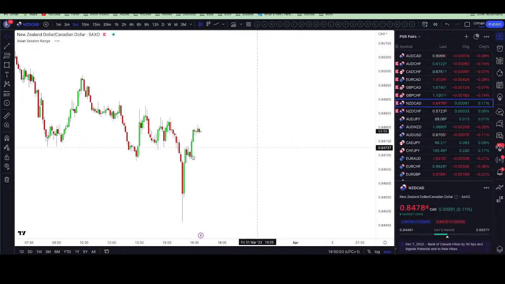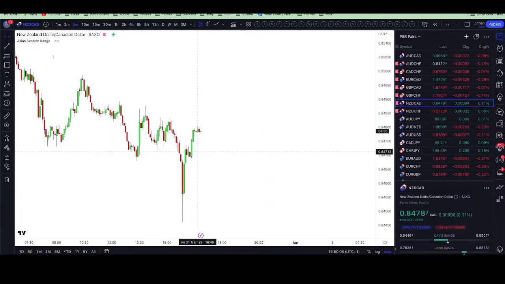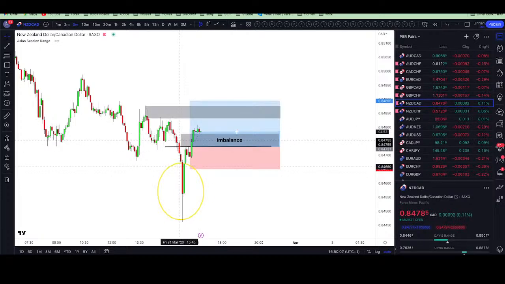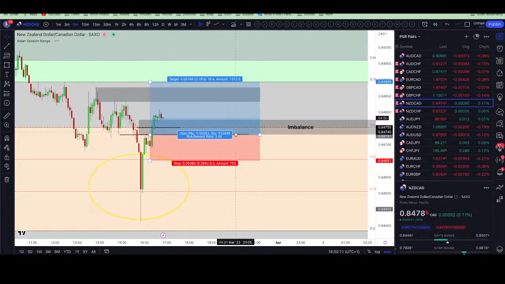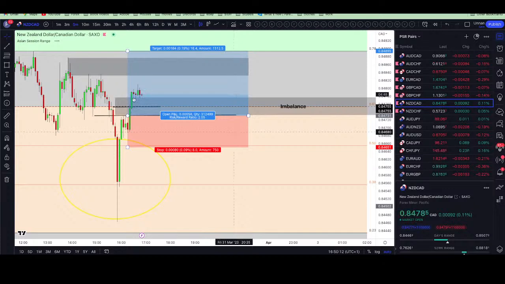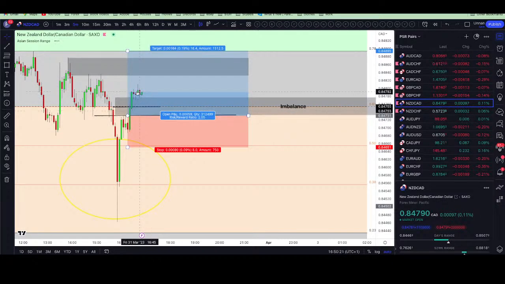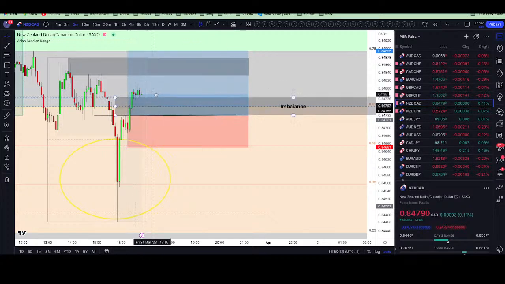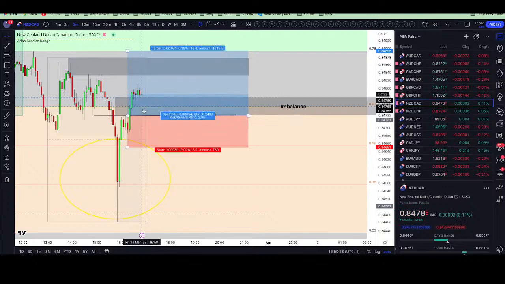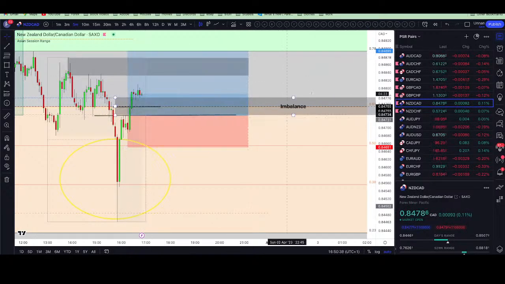NZD CAD. You had another rejection off the imbalance. So you've had 1, 2, 3, 4. So hopefully this 5th candle. So you had 4 rejections off of this level, this imbalance. This one should push it. This one or the next candle. If this candle starts going bearish, then it's probably not going to go. Or the next one. So we have to see. But we've had 4 tests of this imbalance level. It really should be going on this candle.